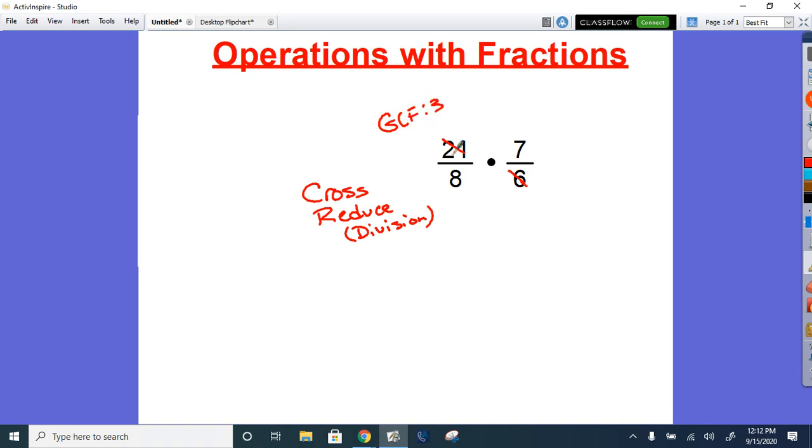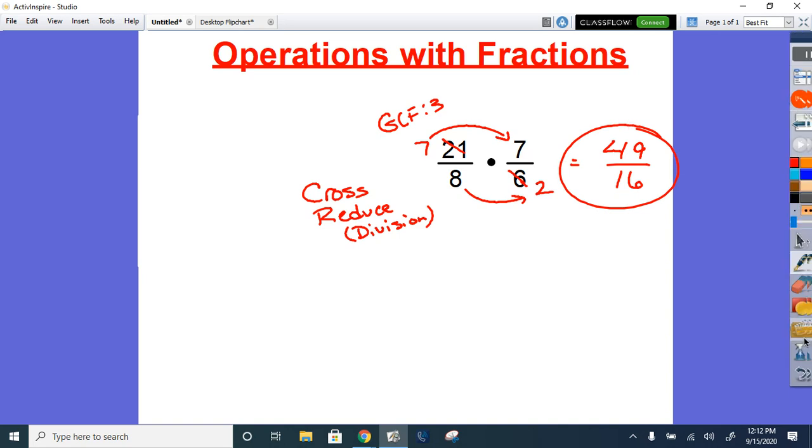It's 3. So I'm going to come up here and divide 21 by 3. I'm crossing out that 21 and writing in what's left. When I divide it by 3, it's a 7. Same thing down here with the 6, when I divide that by 3, it becomes 2. And now I can just multiply straight across. 7 times 7 is 49. 8 times 2 is 16. And the nice piece about cross reduction is once I actually cross reduce, this is already fully reduced. I may leave it as 49 over 16.